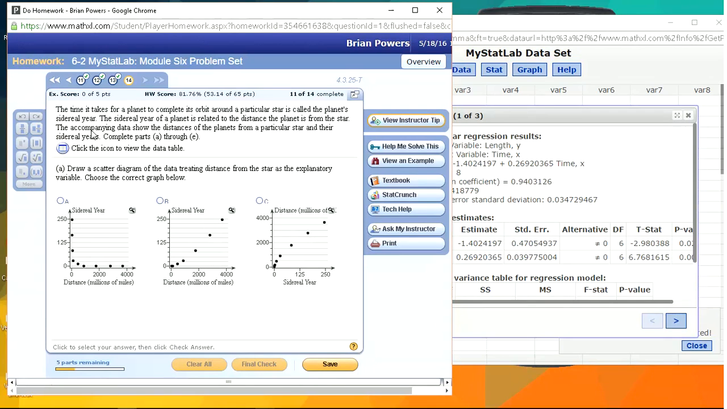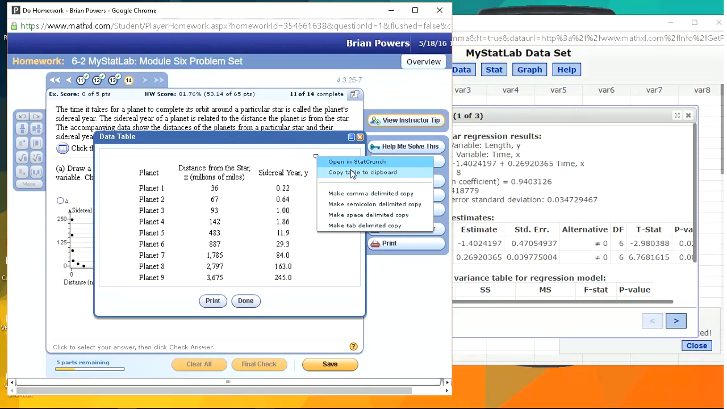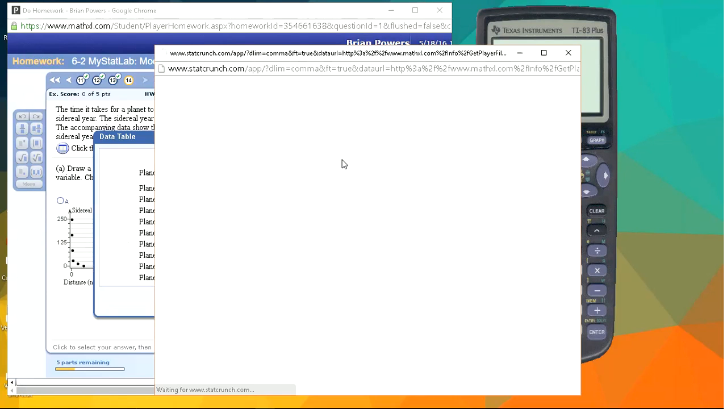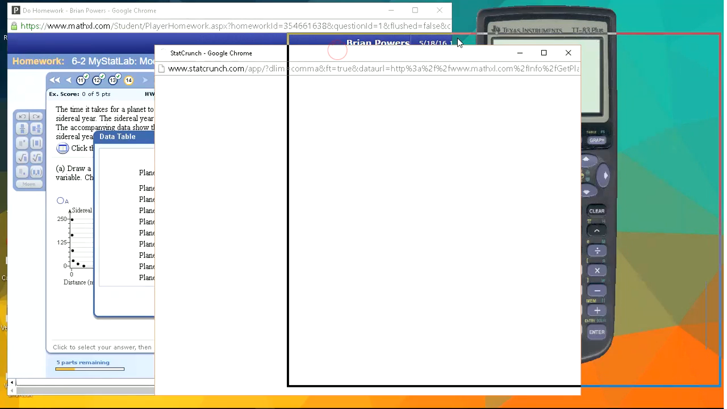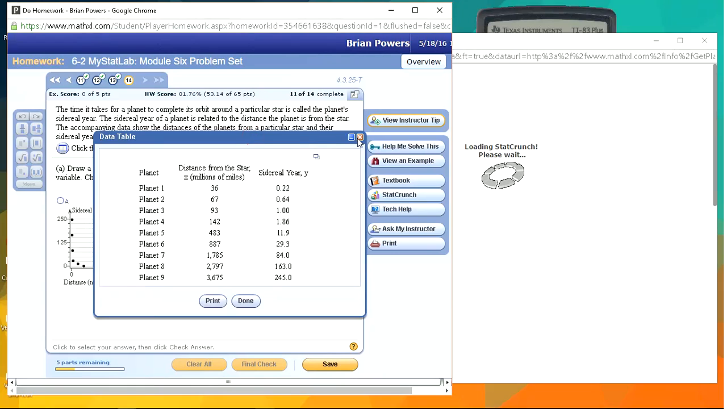So the time for a planet to complete its orbit around a particular star is called the planet's sidereal year. The sidereal year of a planet is related to the distance the planet is from the star. The accompanying data shows the distances. Okay, so let's open up the data set for 9 planets around a particular star.